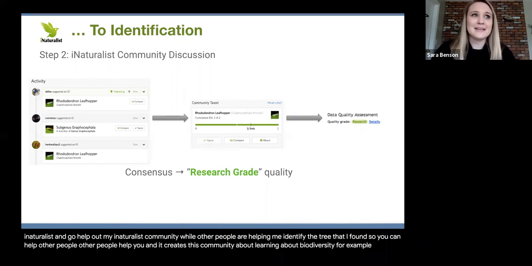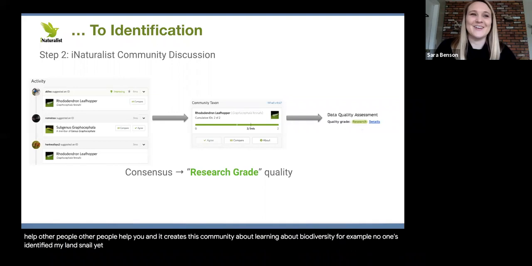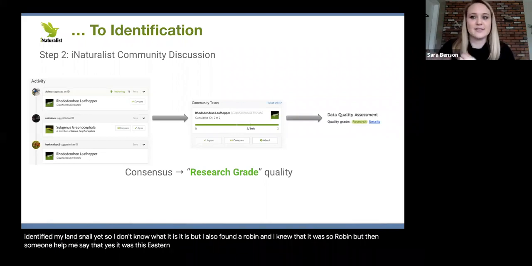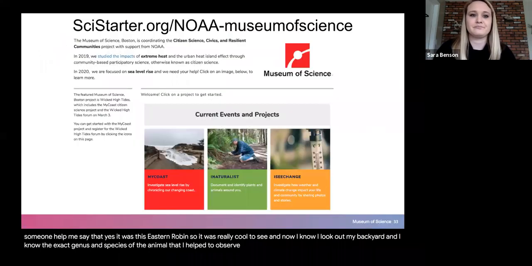For example, no one's identified my land snail yet, so I don't know what it is. But I also found a robin, and I knew that it was a robin, but then someone helped me say that, yes, it was this eastern robin. So it was really cool to see, and now when I look out my backyard, I know the exact genus and species of the animal that I helped to observe.